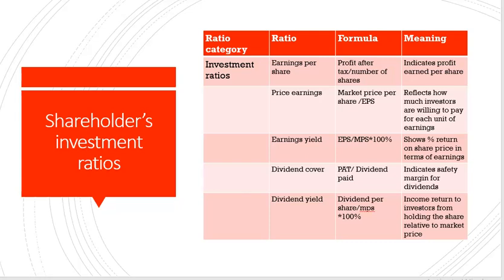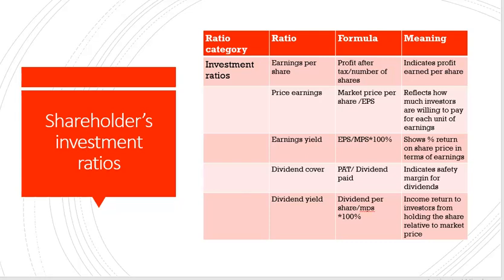Then the earnings yield is the opposite of the price earnings ratio, or its converse. You turn the formula around. The previous one was market price per share over earnings per share. Now it will be earnings per share over market price per share times 100, because now it is a yield. This ratio shows a return on share price in terms of earnings. So how much are our earnings as a proportion of market price?